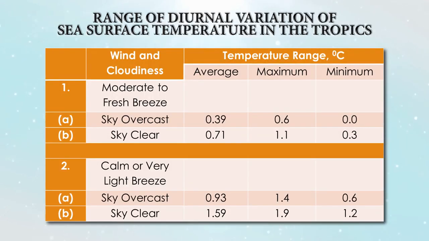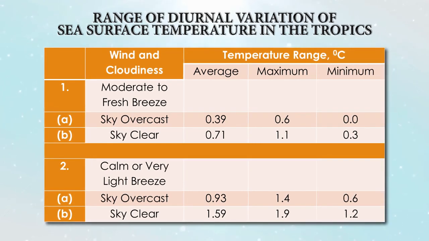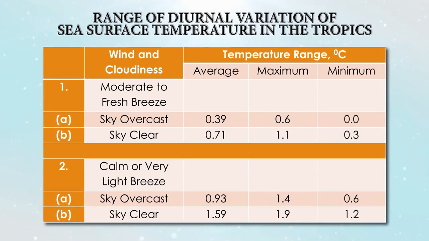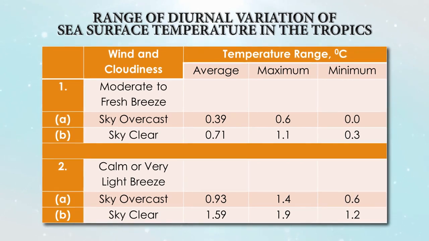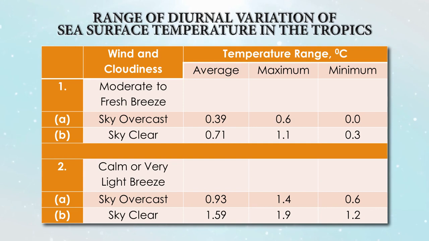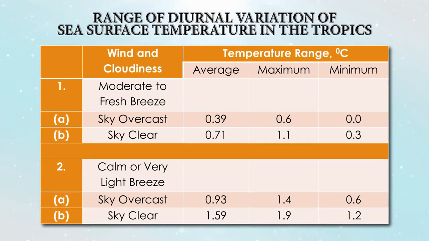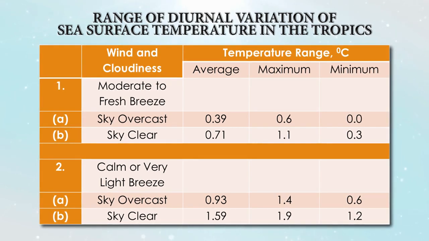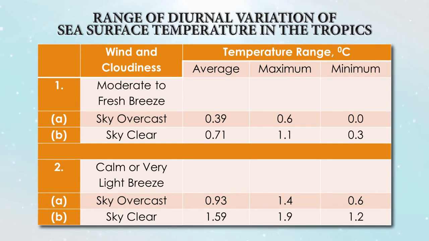Now in this table you can see that there are two conditions: when the sky is overcast and when the sky is clear, and when there is a moderate to fresh breeze. So you can see when the sky is overcast, the average temperature range is only 0.39, while when the sky is clear, the average temperature range is higher, like 0.71. And this condition is shown when there is moderate to fresh breeze.